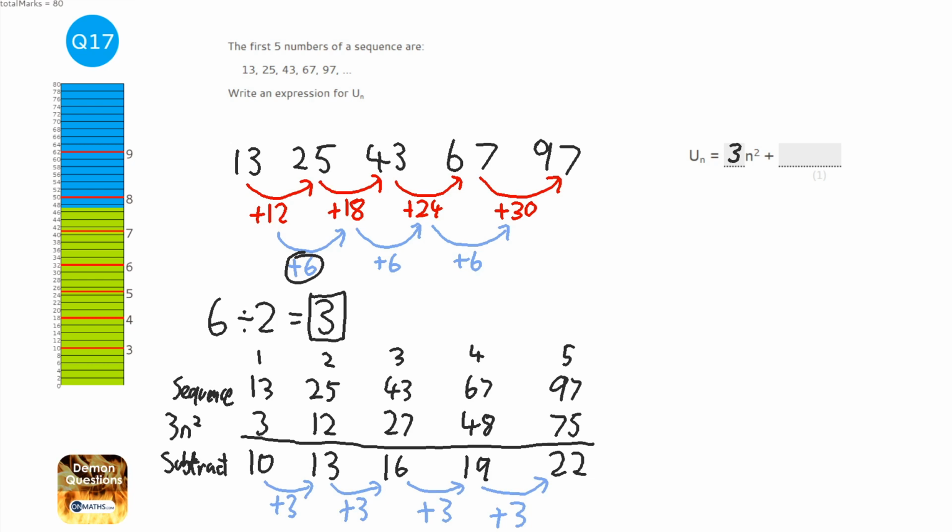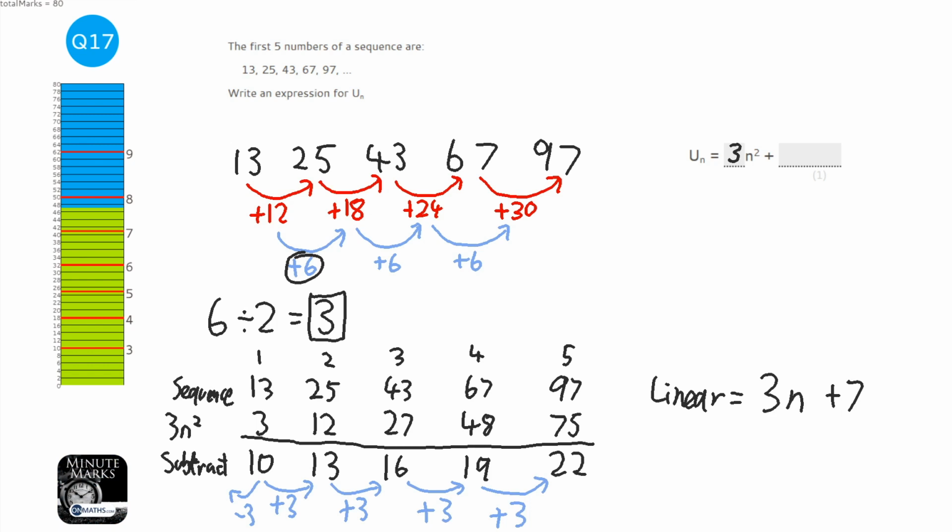Now we've got to find the nth term of it. So to do that, we find the 0th term. So we go back 1, we subtract 3. So that's going to be a 7. So we know we're going to add 7. And we know it goes up in 3. So it's going to be 3n plus 7.